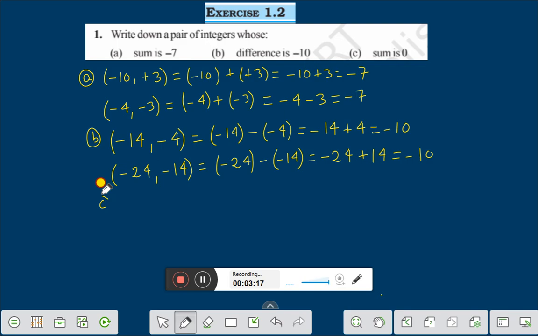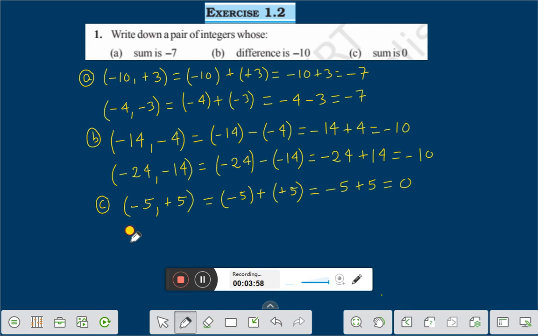Now question number C. Question number C is write down a pair of integers whose sum is 0. Whose sum is 0. Let us take two integers. One is minus 5, another is plus 5. Let us add both the integers. Then we are getting minus 5 plus of plus 5. Then you will get minus 5 plus 5, that is equal to 0.